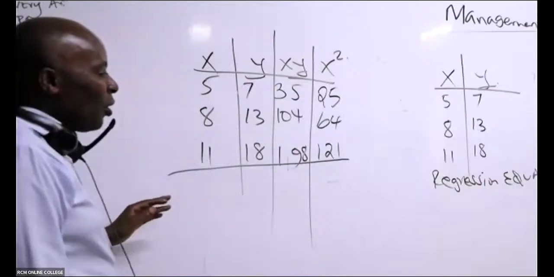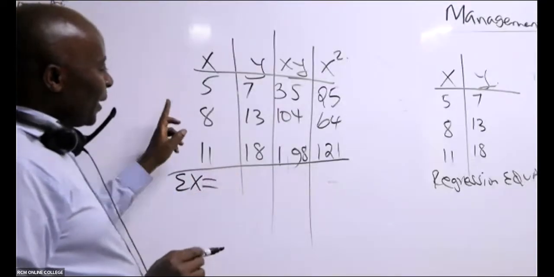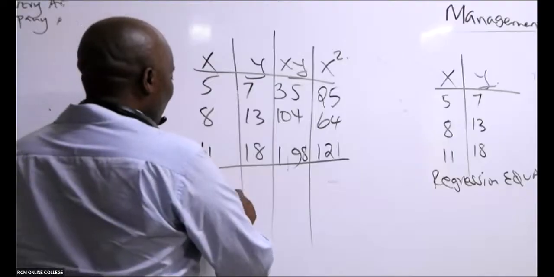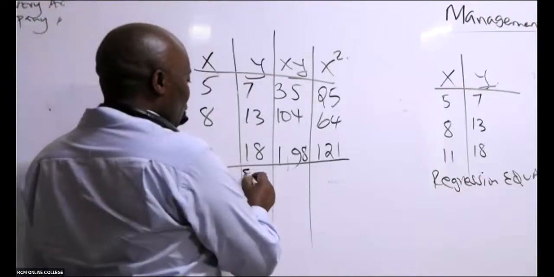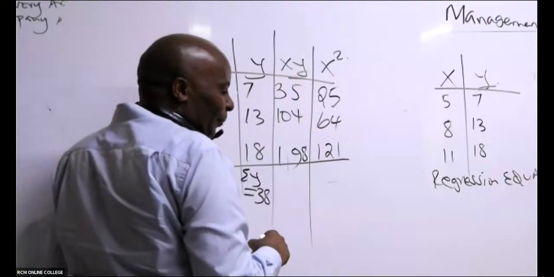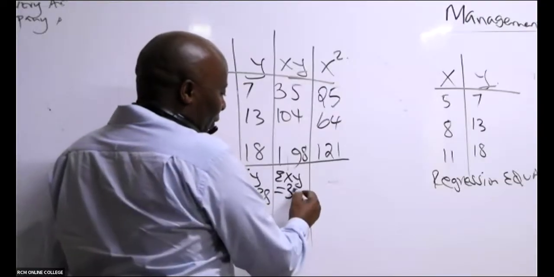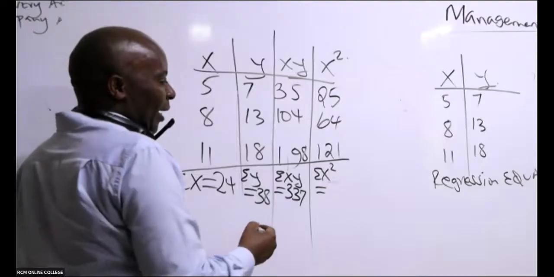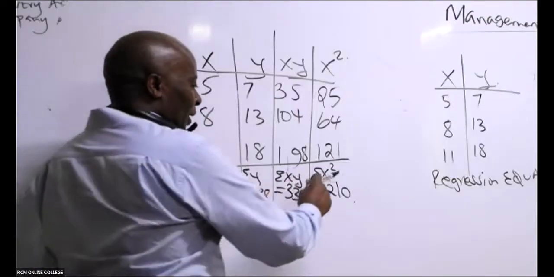Now come and give us the summations, because those things you saw us writing down were summations. So give me the summation of x. You are adding the 3: 5 plus 8 plus 11. That is 24. Then go to the Y. Summation of Y is 38. How about summation of XY? 35, so summation XY will be equal to 337. Please write those summations like that. Summation of x squared is 210. Please add using your calculator. 210.